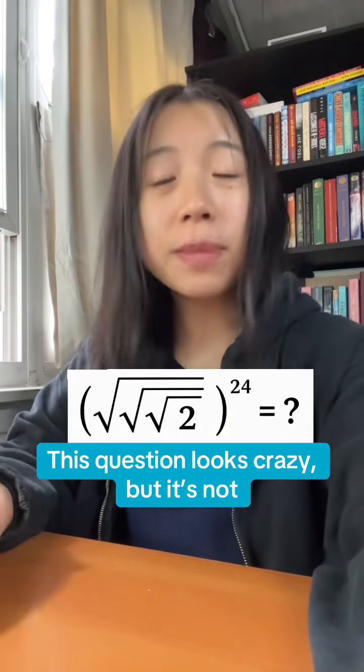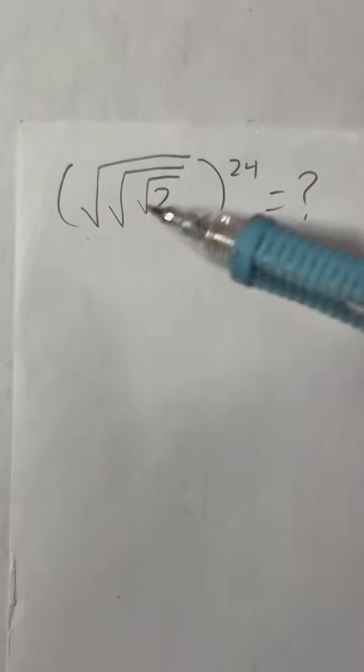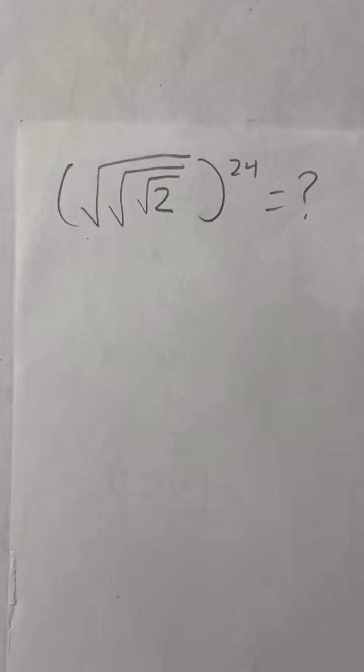This question looks a bit crazy, but it's really not. Okay, so we have the square root of the square root of the square root of 2, raised to the 24th power. So this may look pretty difficult, but let's first work with these square roots.